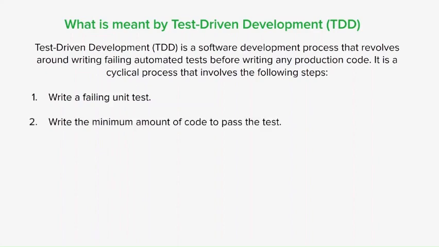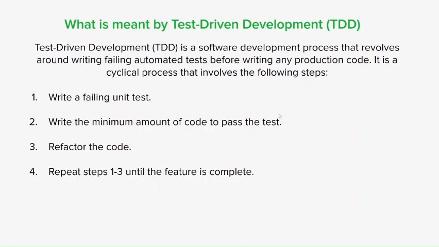writing the minimum amount of code to pass the test. This code should be as simple and straightforward as possible. Refactoring the code. This involves improving the code without changing its functionality. And then keep on repeating steps 1 to 3 until the feature is complete. It can be used in any type of software development, but it's particularly well suited for web development because web applications are typically composed of many small independent components, making them easy to test in isolation.